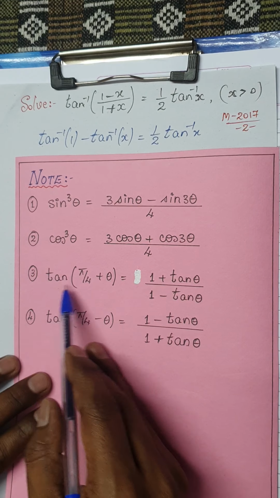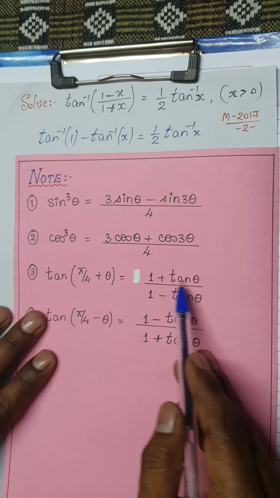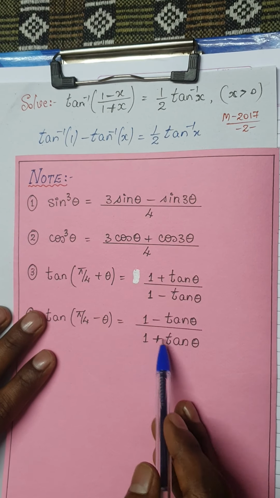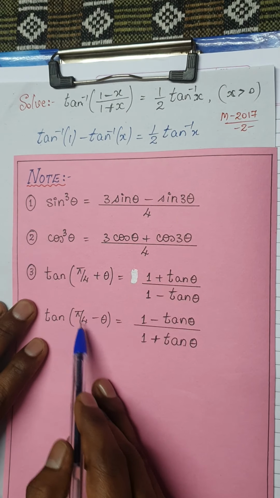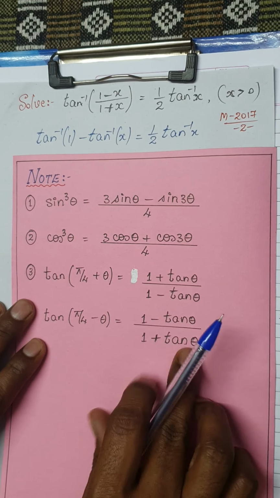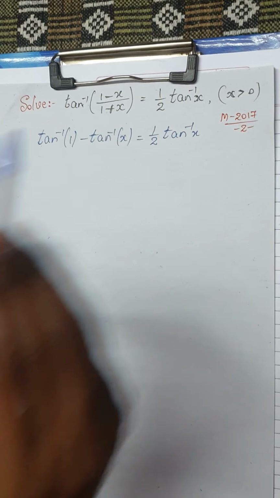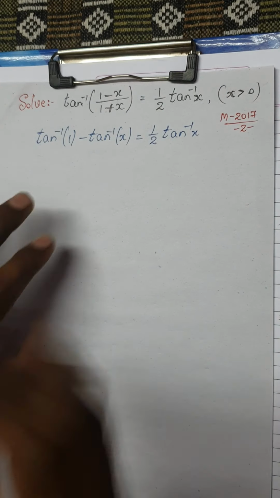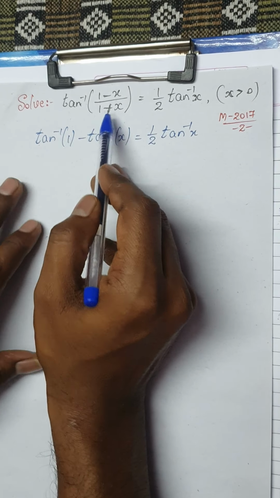We are just using this kind of result here: tan of pi by 4 plus theta is 1 plus tan theta by 1 minus tan theta. Similarly, 1 minus tan theta by 1 plus tan theta is tan of pi by 4 minus theta. Using similar results for inverse trigonometric functions, if you apply, you will get this. So tan inverse of 1 minus tan inverse of x is what you get here, in the reverse order.